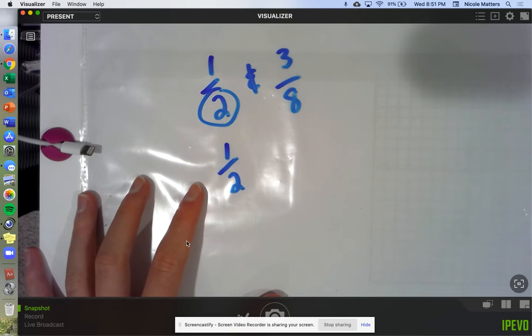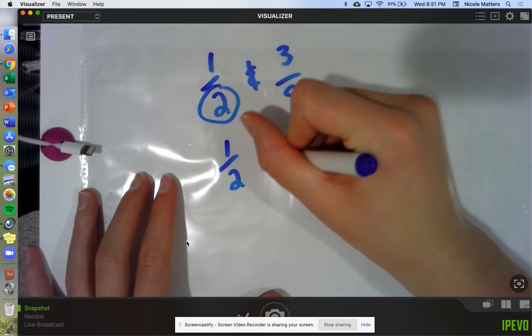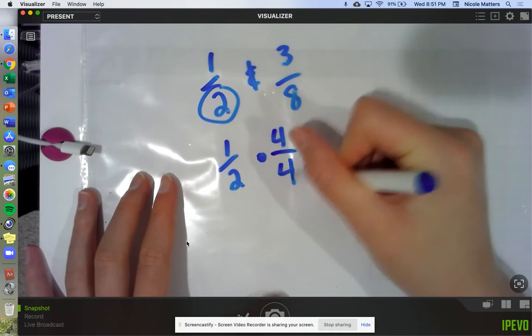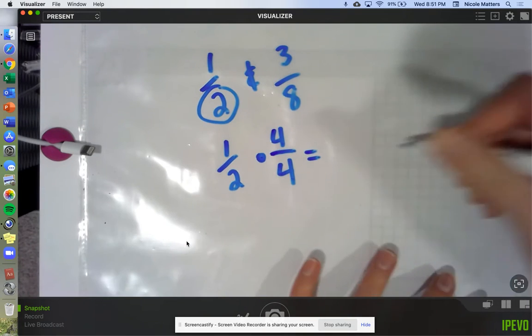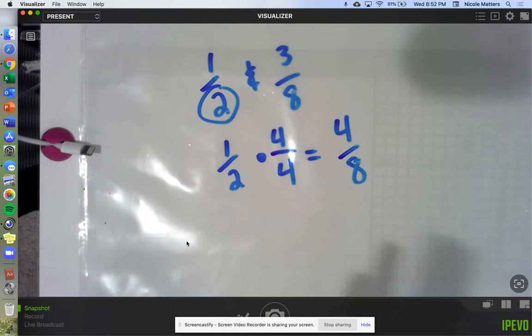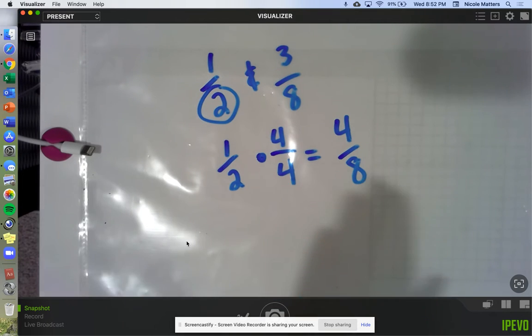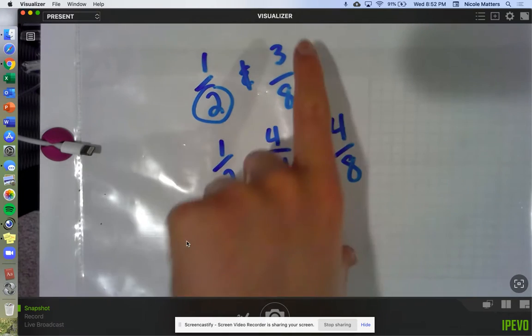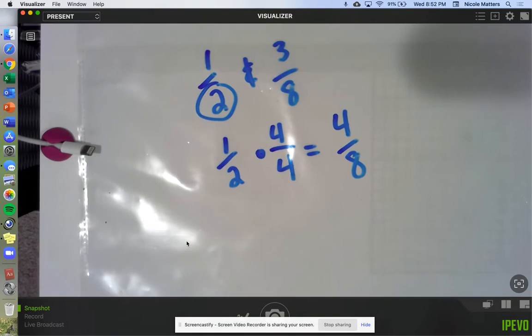Well, I know that 2 times 4 is 8. So I'm going to multiply by 1, which is 4 over 4. And then I get my new fraction of 4/8. And now I can solve whatever expression I need to solve with this new fraction that has a common denominator in 3/8. So then I would go back and rewrite the problem again.